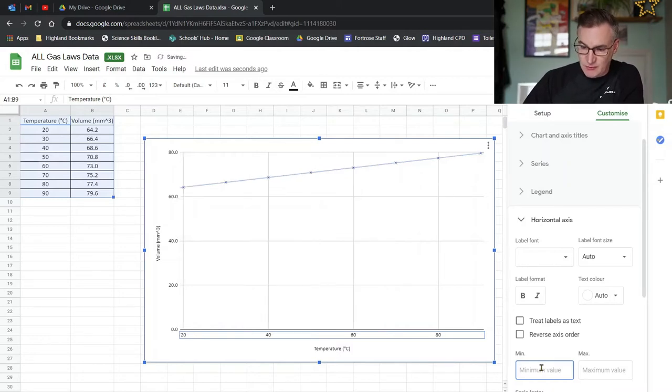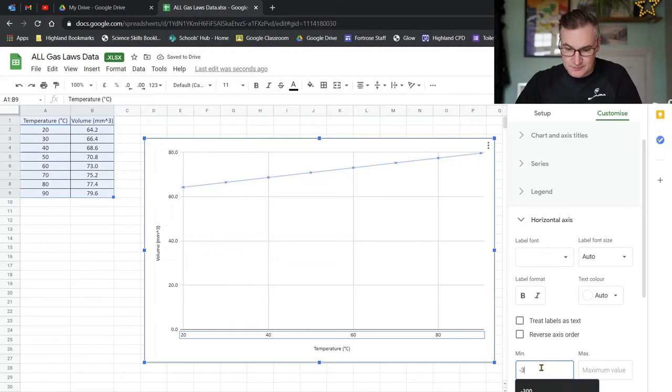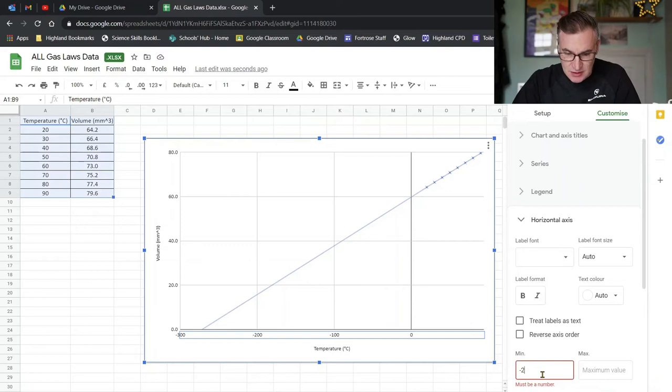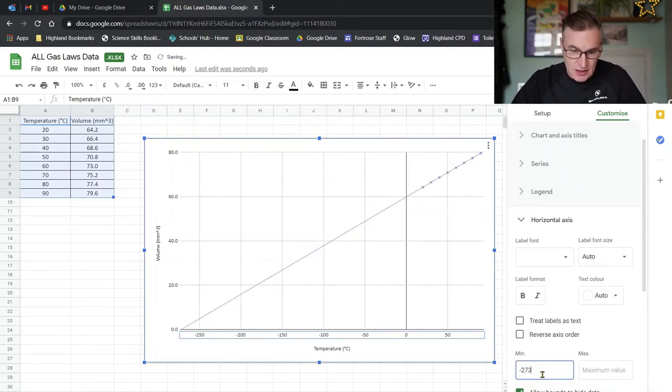Then, as before, if we take it back to minus 300, then we're going to see we get an intercept here. And I think, because I'm now being smart about this, I'm going to do it as minus 273 and see where we get to. And so looking at that, that looks pretty dead on.